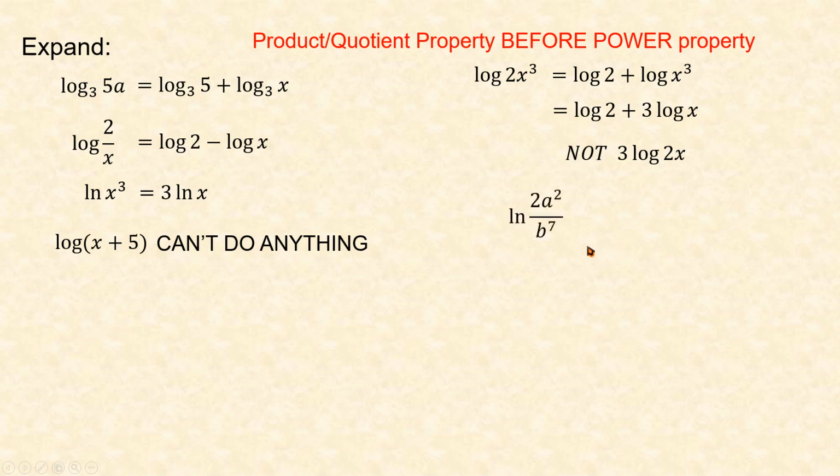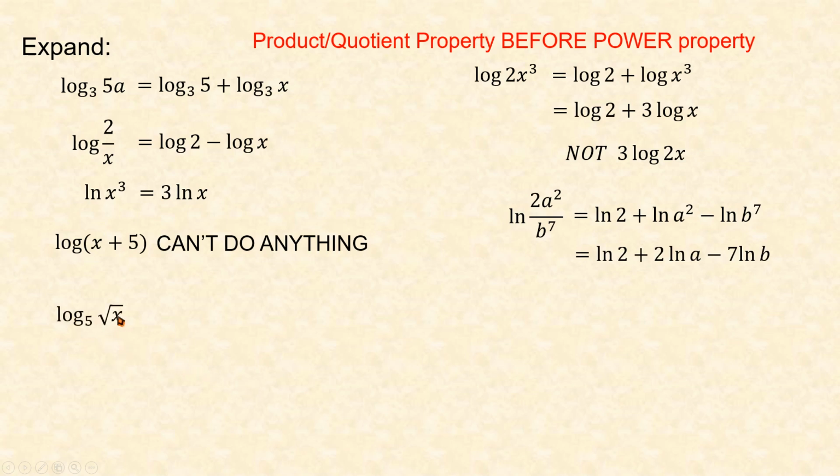Here's something more complex, but follow this rule and you'll be fine. Do product and quotient before you do the power property. So I split this out: ln of 2, ln of a squared. They're both on top, so they're both positive. And then ln of b to the 7 is negative because it's at the bottom. And then you do the power property. Bring the 2 to the front, the 7 to the front. So I got ln of 2 plus 2 ln a minus 7 ln b.